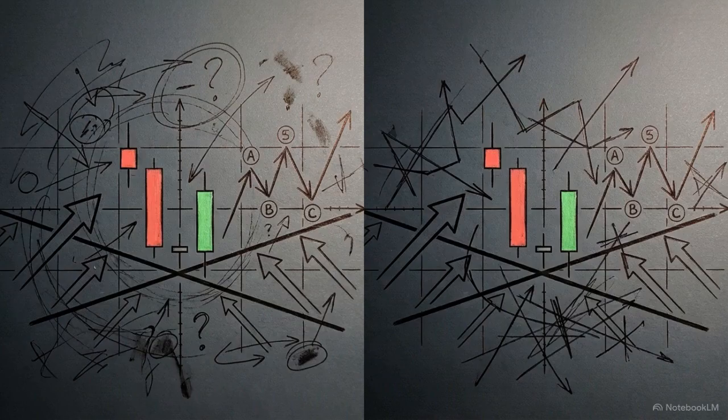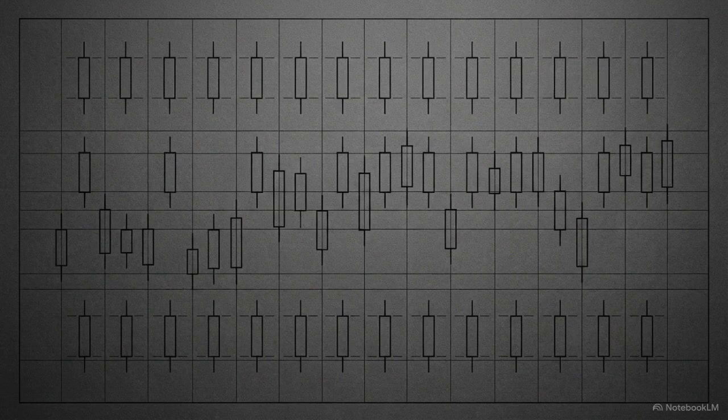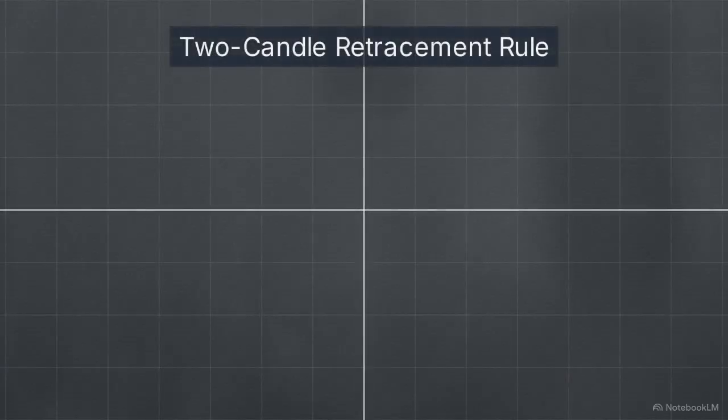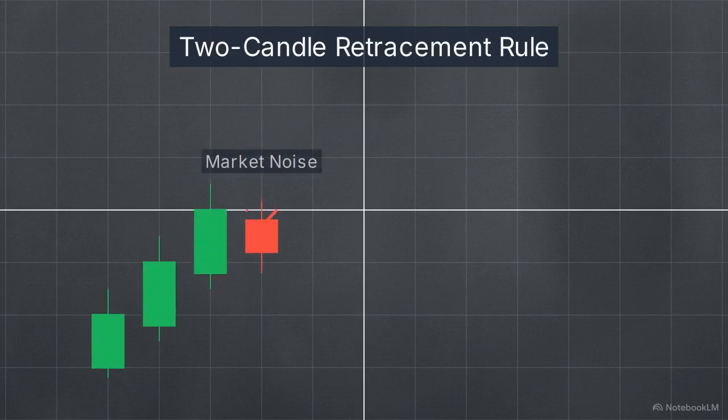Subjective chart analysis leads to inconsistent execution. When a trader interprets market structure based on visual bias, the results are rarely repeatable. Establishing a mechanical trading framework requires strict mathematical rules for defining market structure. The two-candle retracement rule provides this rigid standard, allowing for the objective identification of structural pivots.